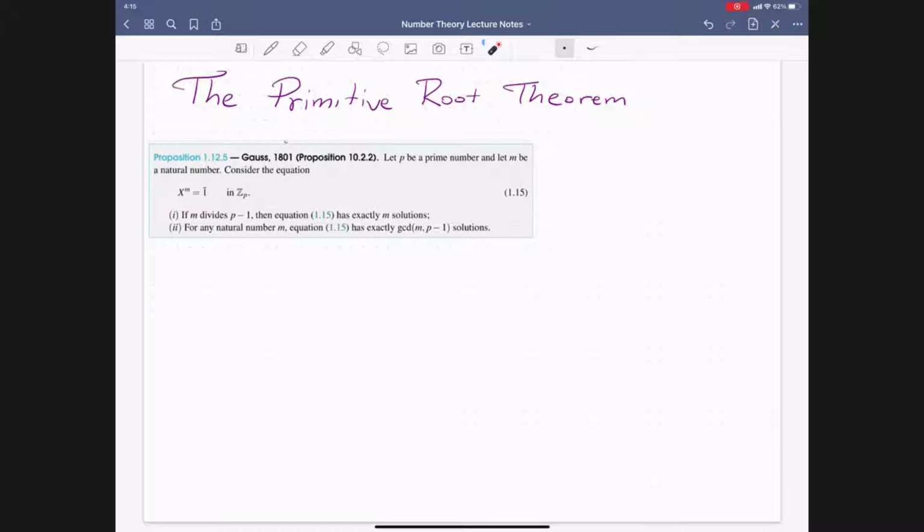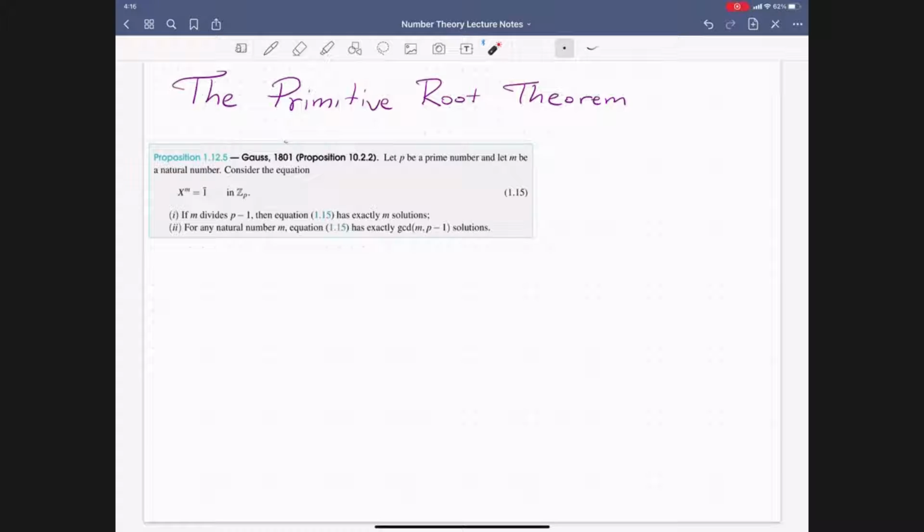Using Lagrange's theorem, we did a new proof of Wilson's theorem, but then afterwards we covered this result of Gauss, specifically this proposition, which says that if we have a prime number p, m is a natural number, and we're considering the equation x to the m is equal to 1 bar in the integers modulo p, then if m divides p minus 1, we have exactly m solutions, and in general, we have GCD of m comma p minus 1 solutions.